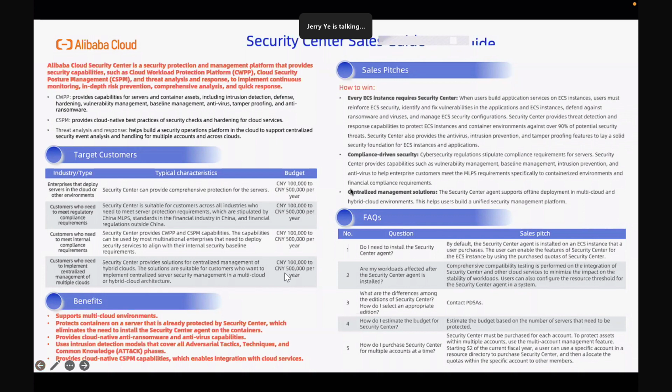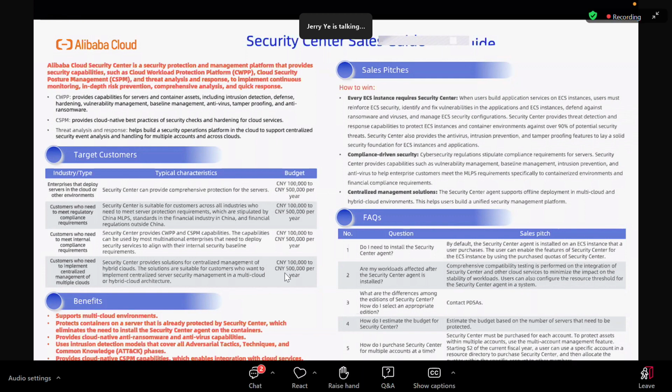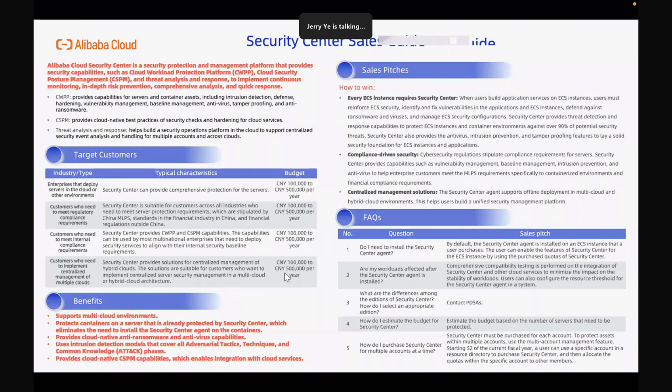The second one is the compliance-driven security. The final one is the centralized management solutions. And also, Security Center will also provide some value-added services like core file monitoring, very similar to file integrity monitoring. And it can also provide some other services like honeypots, like RASP. Okay, so this one is the Security Center.